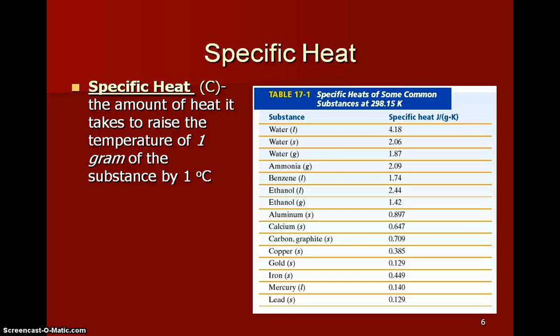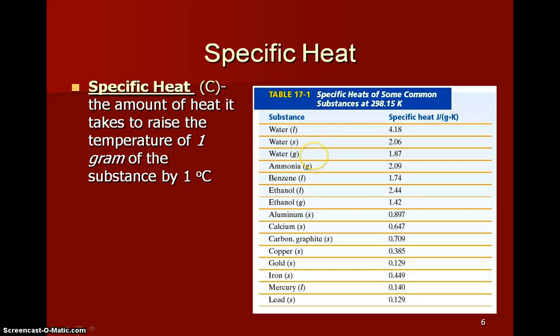Right? So every different substance has a specific heat, and it can have a different specific heat when it's in a different state of matter. So if we look here, you can see the specific heat, or C, sometimes it's C sub P, for different substances. So the specific heat, or the heat capacity, is the amount of heat it takes to raise 1 gram of a substance by 1 degree Celsius. So if we look at water here, liquid water is 4.18, which, remember, that's what a calorie is. So what defines a calorie is how much energy it takes to raise 1 gram of water by 1 degree Celsius.